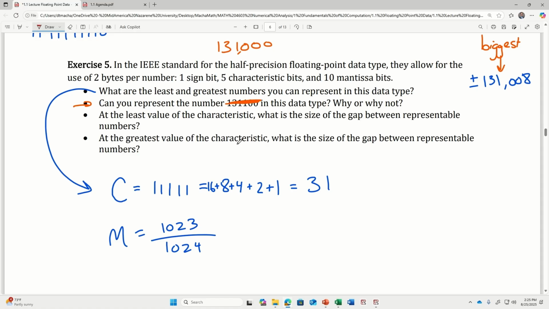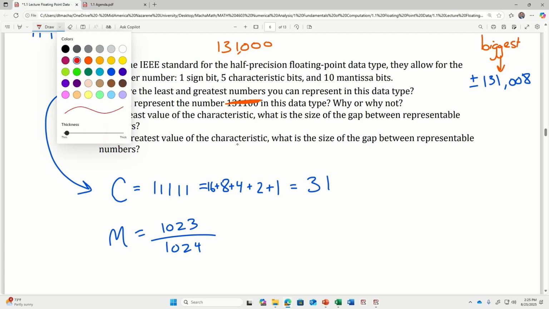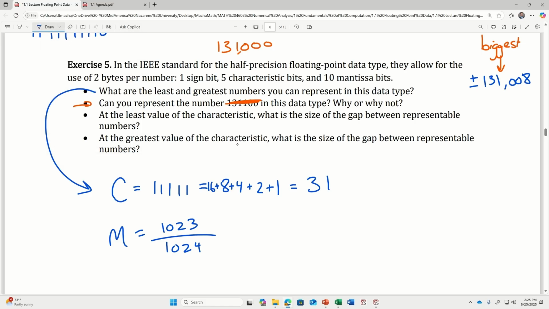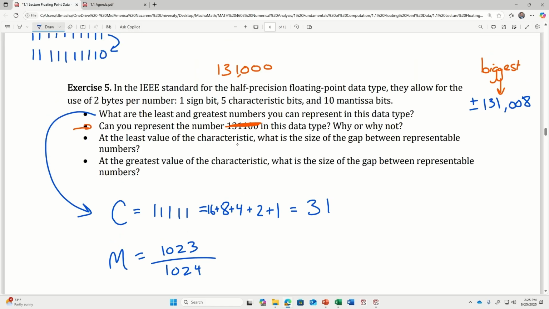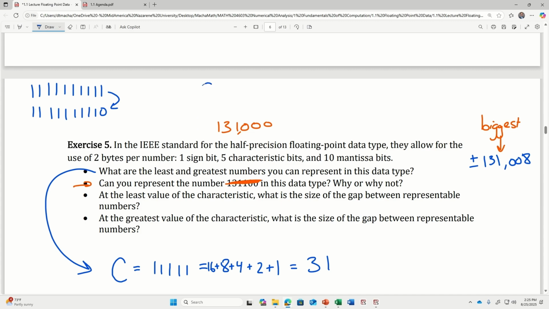At the least value of the characteristic, what is the size of the gap between representable numbers? Okay, let me tell you what that means. The least value of the characteristic would be having a characteristic with 5 bits of 0, 0, 0, 0, 0. That's the least value of the characteristic.